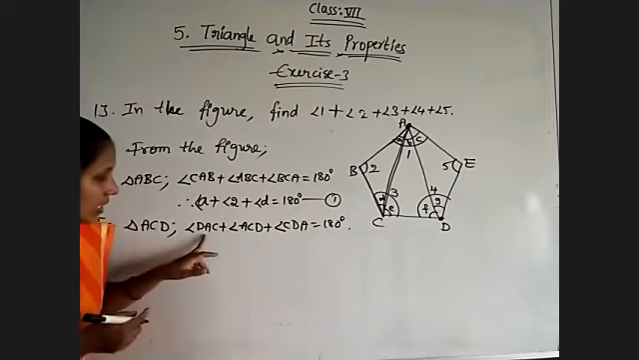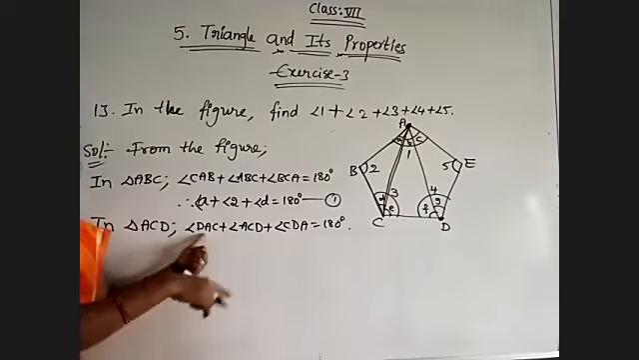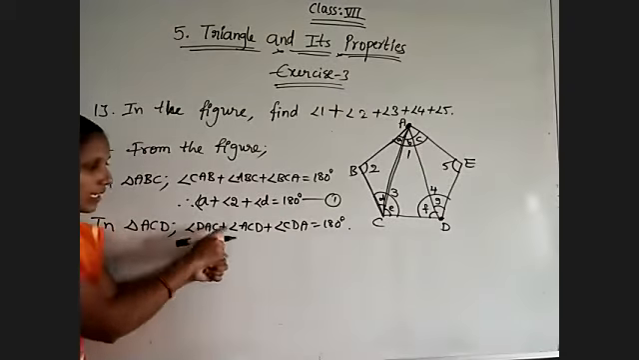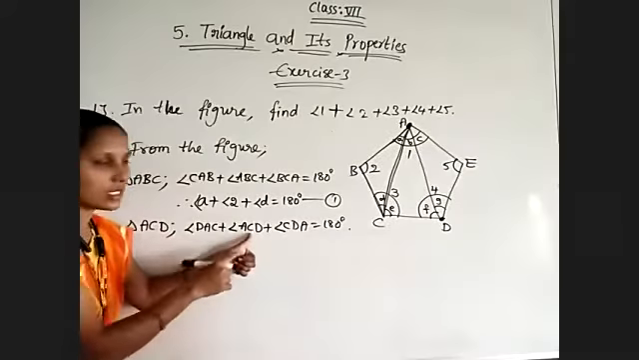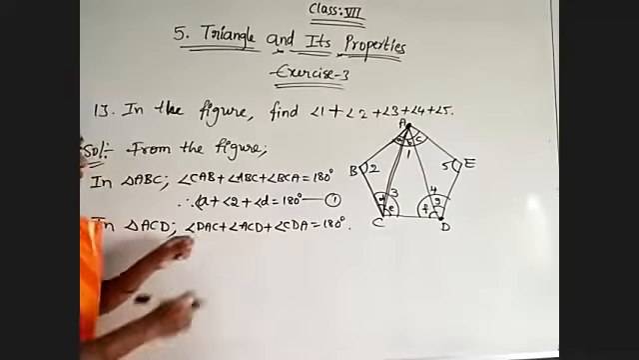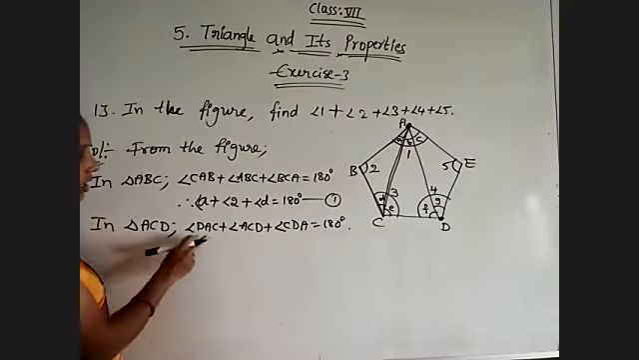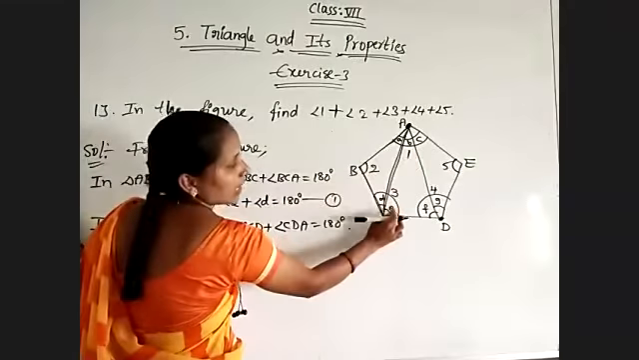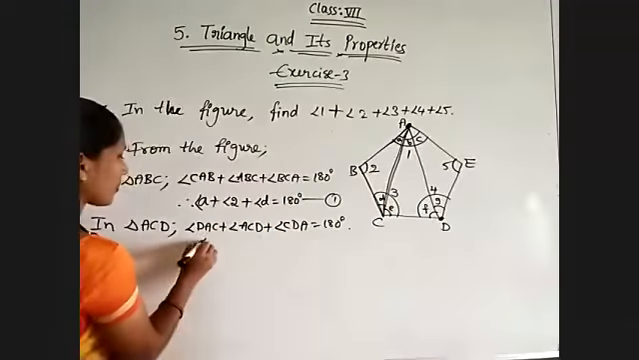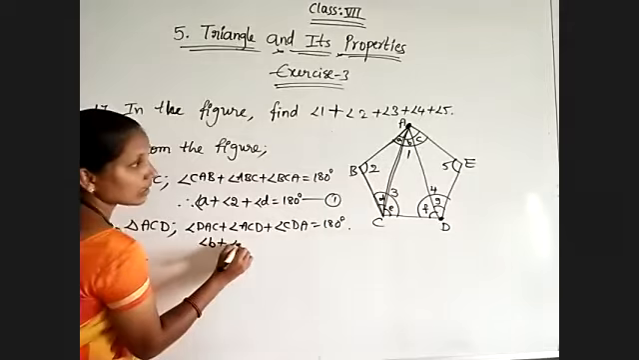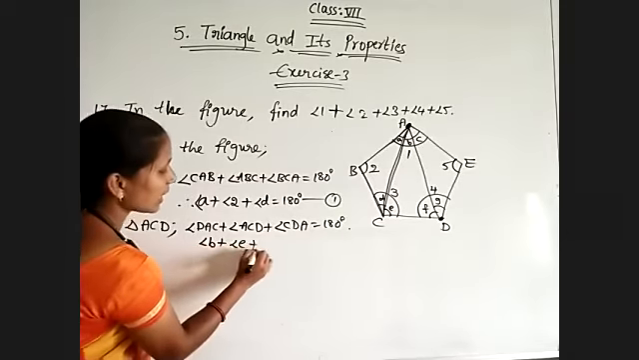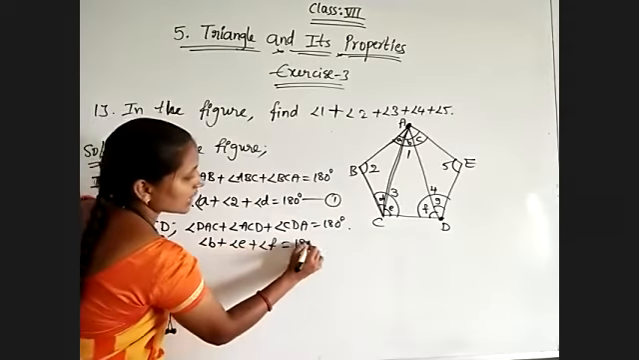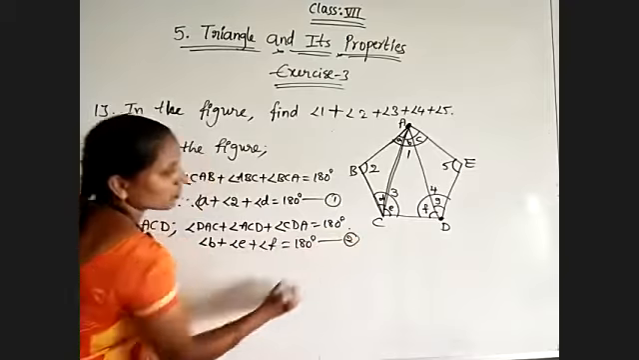Just use the second letter onwards and use the cyclic process. ACD, and once I got C here, CDA. That's it. Like that, I'll get the 3 angles of a triangle. Now for DAC we have angle B, angle E, angle F. Angle B plus angle E plus angle F is equal to 180 degrees. Let it be equation 2.